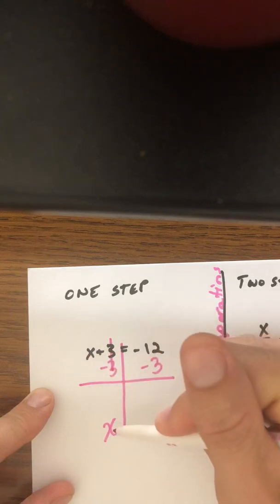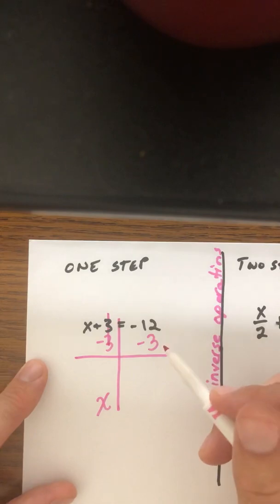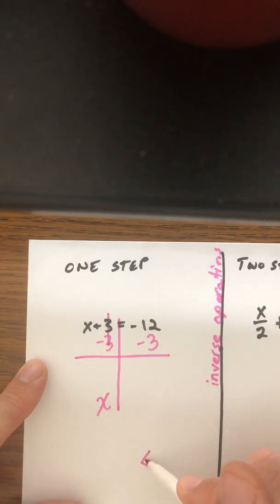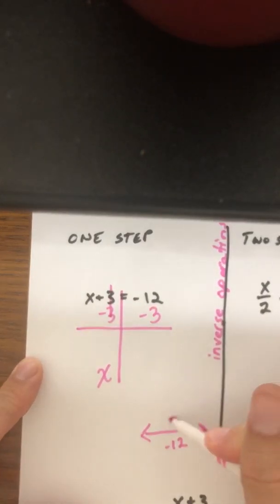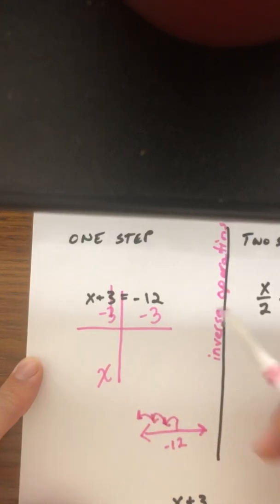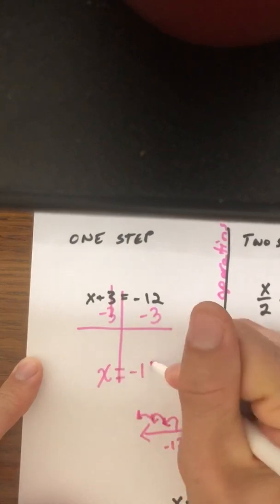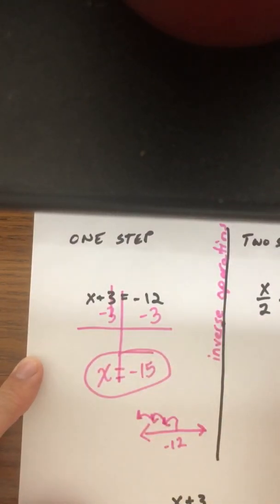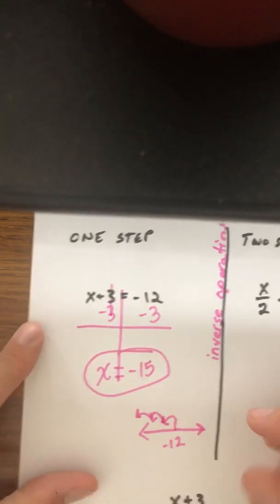So this x is going to come down. Negative 12 minus 3, this is not 9. If you think about a number line, you have negative 12 on the number line. You're subtracting 3, so you're going this way. You're going to get to 12, 13, 14, 15. So this is negative 15. That's my answer. Negative 15 plus 3 is equal to negative 12.